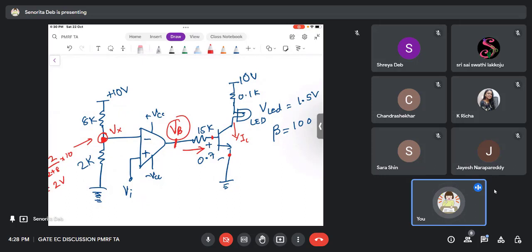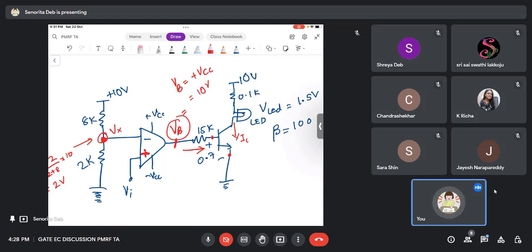So whenever Vi is greater than Vx, since Vi is at the positive terminal, Vb will be equal to what? Plus Vcc, right? It will be directly equal to plus Vcc. Either it is plus Vcc or it is minus Vcc, right? So Vb is plus Vcc, and plus Vcc is nothing but 10 volts.